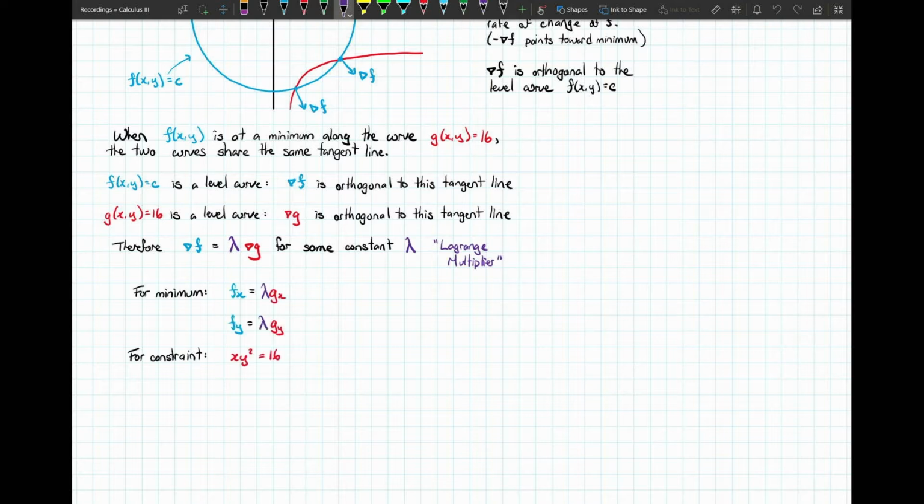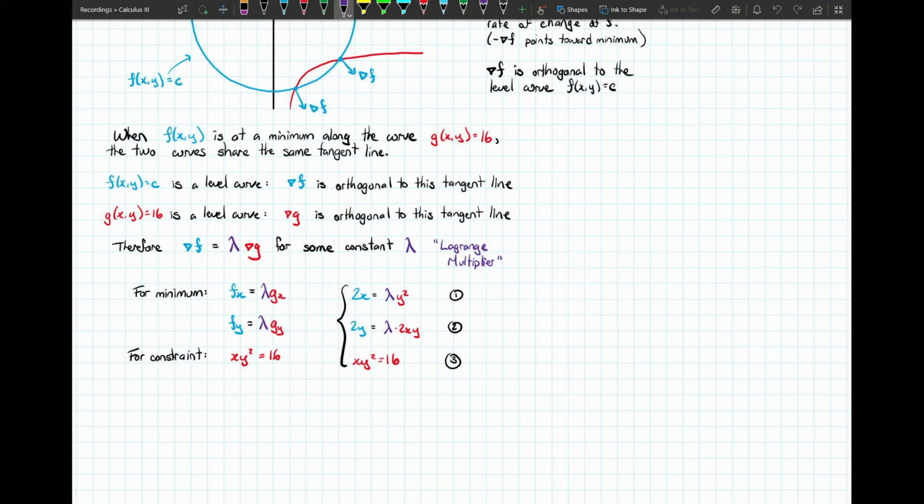In this example, to get a minimum, fx must be lambda gx, fy must equal lambda gy, and xy squared must equal 16. Since our function f is x squared plus y squared, then this first equation turns into 2x equals lambda times y squared. And our second equation, 2y equals lambda times 2xy. And that constraint equation, we can leave it as is. That's our third equation.